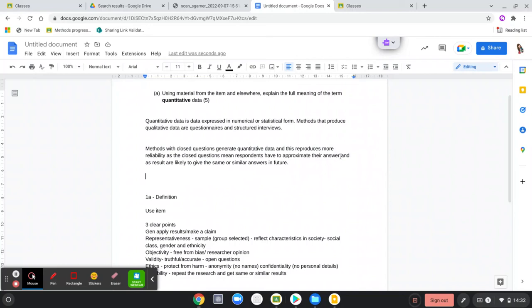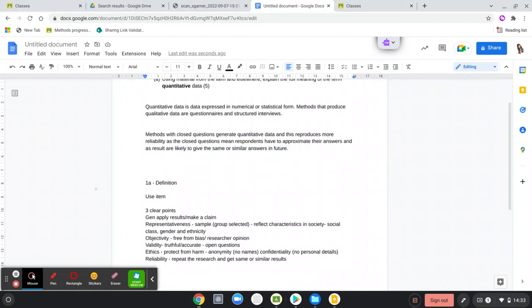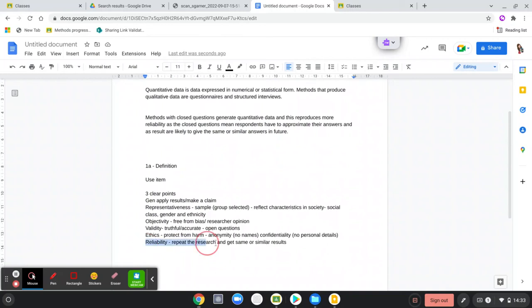I have to choose from a list, remember? Good, satisfactory, poor. I have to approximate my answers. As a result, I'm likely to give the same answer again or very similar in future. I've explained to the examiner I know what reliability is because of this point. That would get me 1 mark. So I've covered my reliability point. It's really well explained. I'm in no doubt the examiner is going to give me that mark.